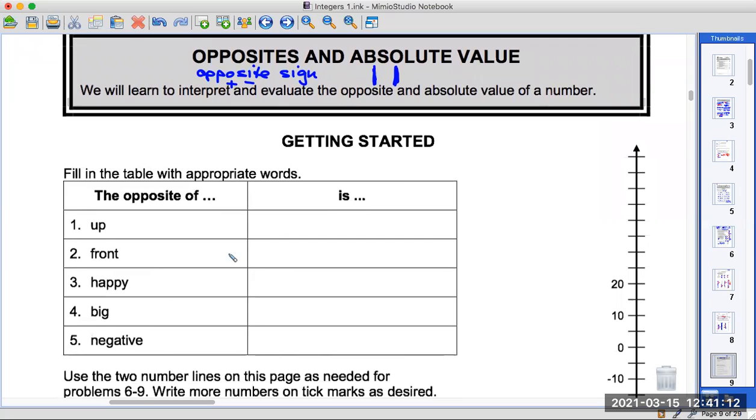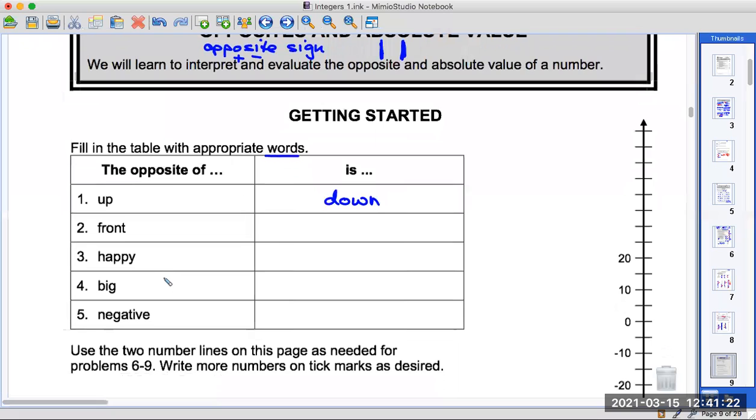So you guys can tell me, what is the opposite of up using words? Down, good. What's the opposite of front? Back. Good job. Happy, not happy, sad. Those are opposites. Big, small.